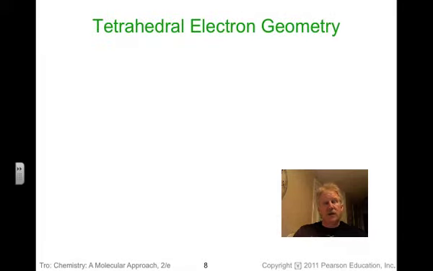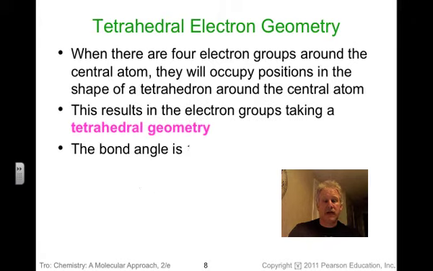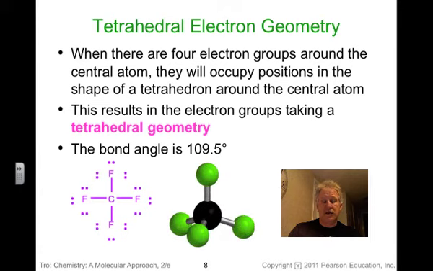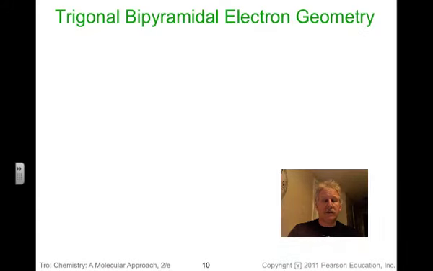The next one is with four things attached. So you've got four bonded items around a central atom, and that's going to result in what we call tetrahedral geometry. And here's what that looks like. So we've got this tetrahedral geometry, with bond angles of about 109.5 degrees. Again, this is all emphasizing how far apart these electron pairs can get from one another. Here's another view of the tetrahedral.